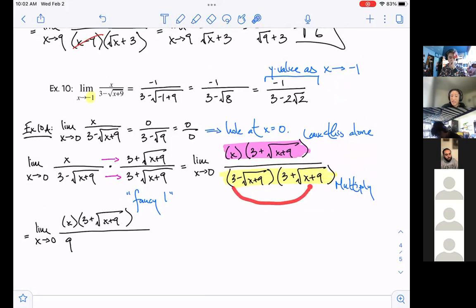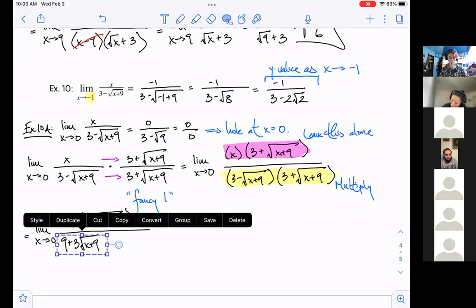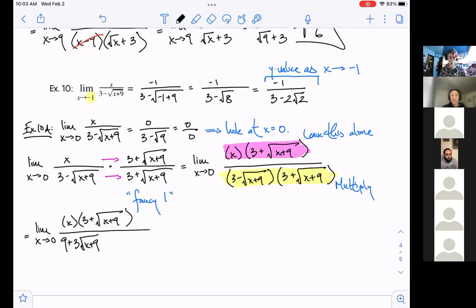What happens when I multiply the outer terms? If someone said, multiply the outer terms, what would you write down? 3 times the square root of x plus 9. Exactly. So we would have plus 3 times the square root of x plus 9. What if someone said, what do you get when you take the inner terms and multiply them? Yeah, exactly. Same thing. But the minus.